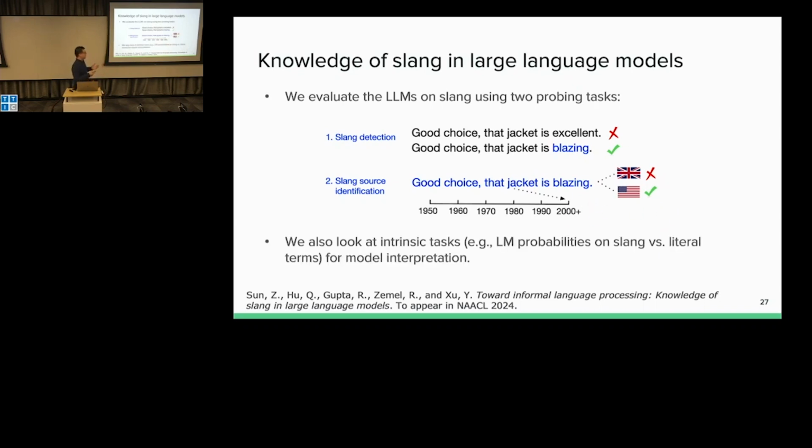And we also look at a few intrinsic tasks, and what I'll show today is comparing language model probabilities of, say, slang versus literal terms. So for example, what kind of probability scores are assigned to, say, blazing versus excellent in this case.